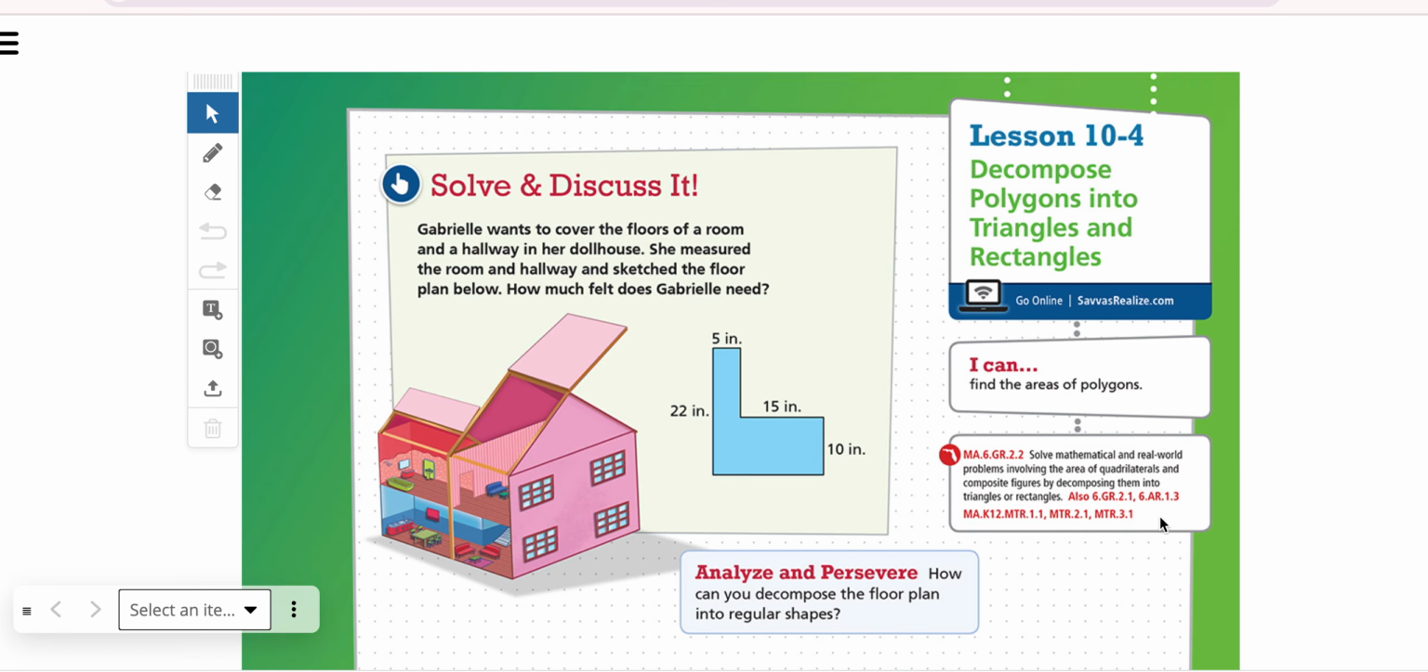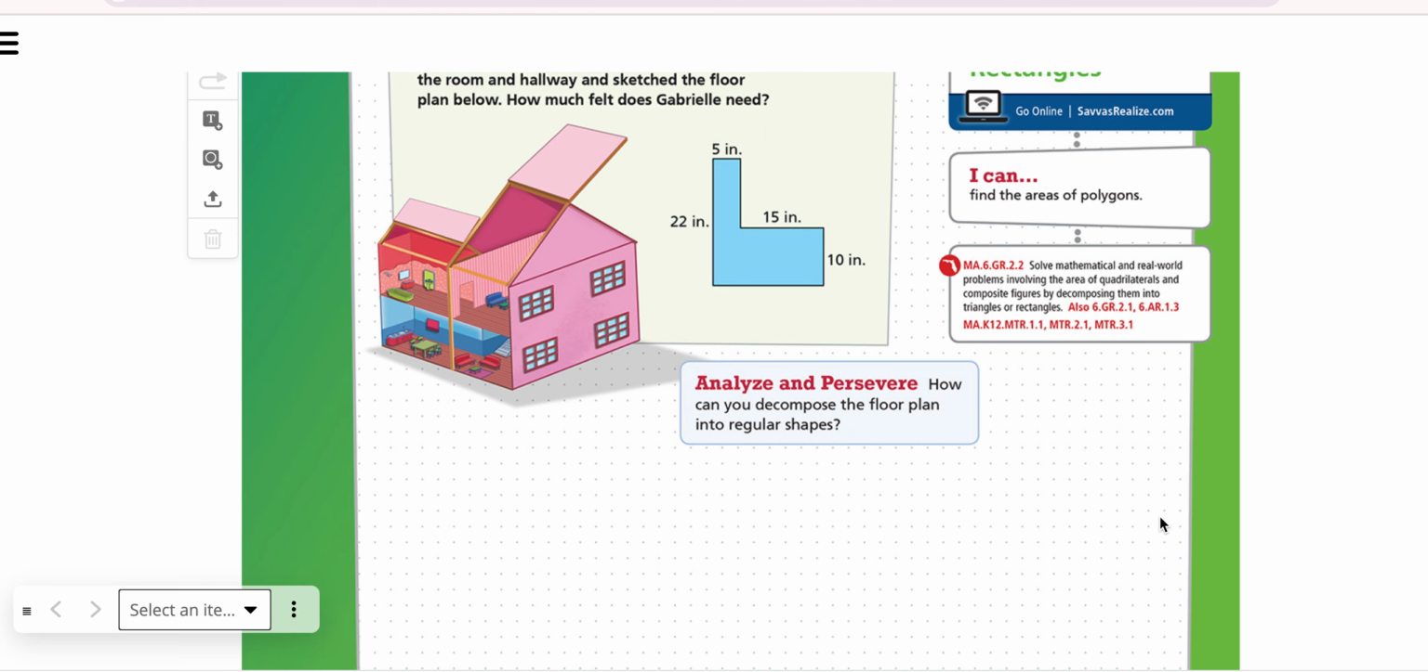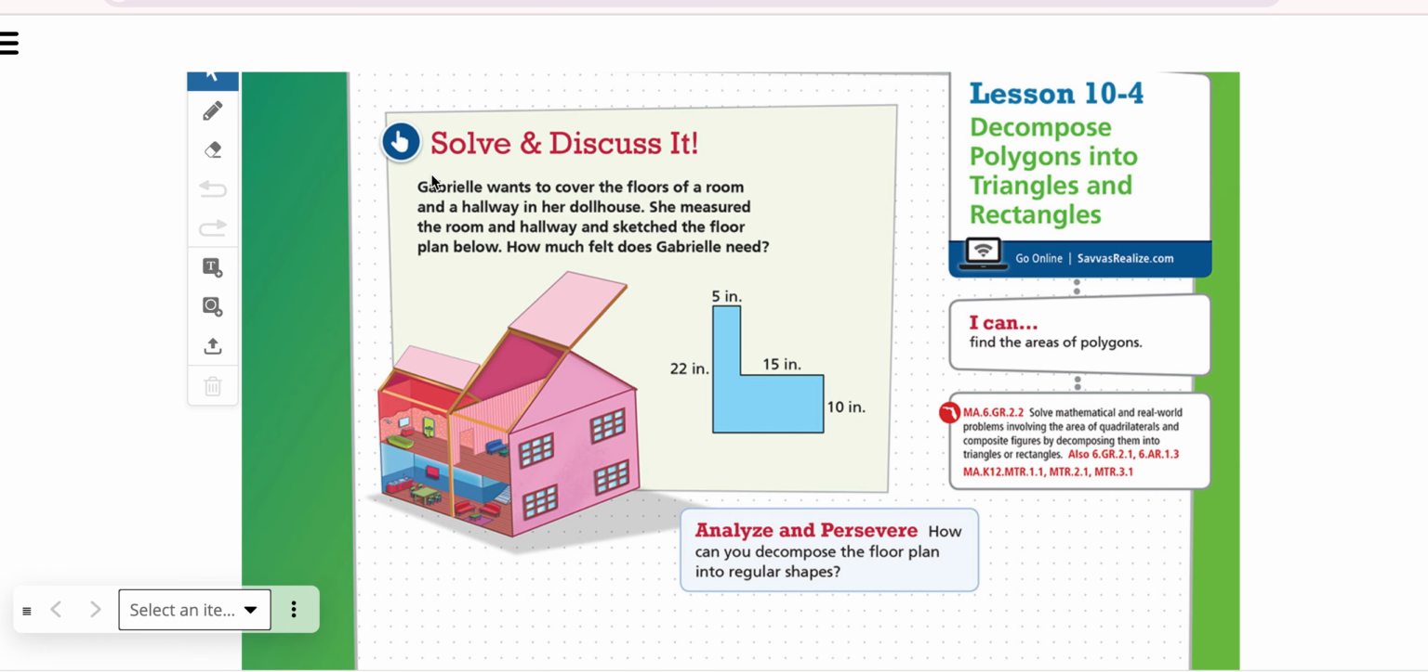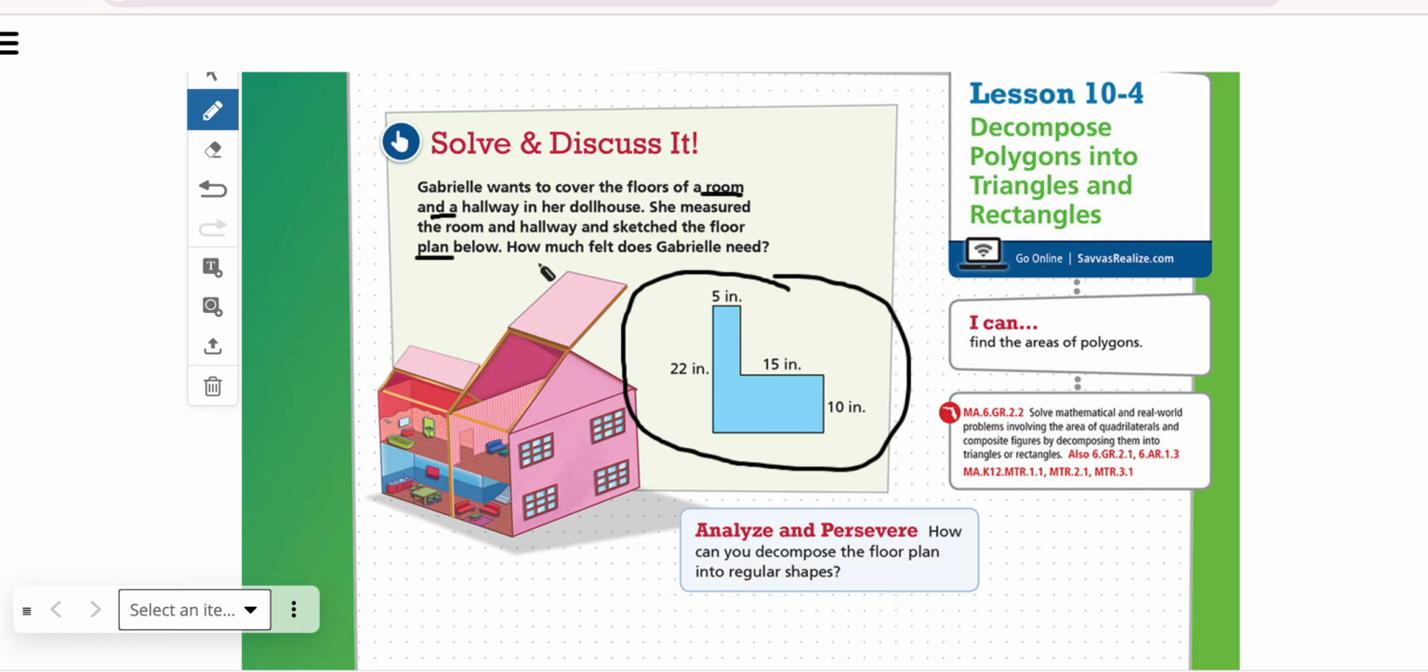this problem. Okay, so on your packet 617, we did this one in class and we went over it, but we'll do it again for those of you who are absent. So here we have this problem that says Gabrielle wants to cover the floors of a room and a hallway, in her dollhouse. She measured the room and hallway and sketched the floor plan below. So here's the floor plan over here. Okay, so please circle it. How much felt does Gabrielle need?